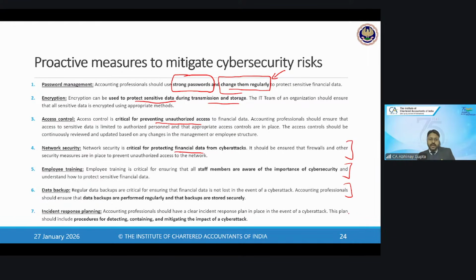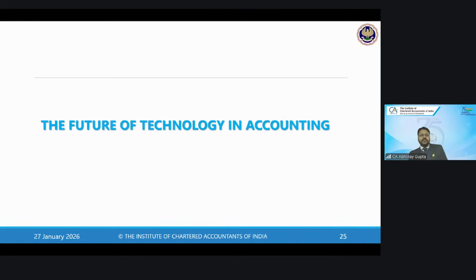And incident response planning. As and when an incident has occurred, that is, some hacker has gained access into your system, we should already have a disaster management planning system in place for how we will be handling this incident. So the procedure for detecting, containing and mitigating the impact of the cyber attack should be clearly and well defined in advance, rather than thinking about what we need to do after the incident has occurred.